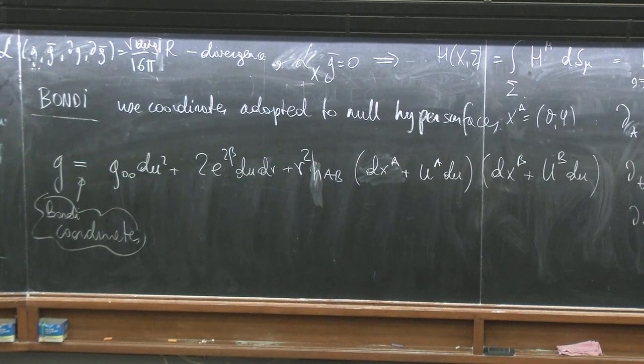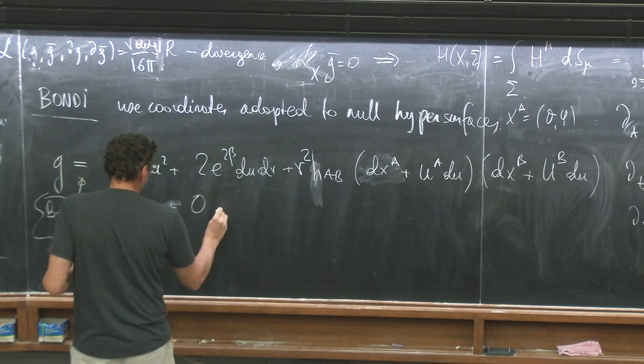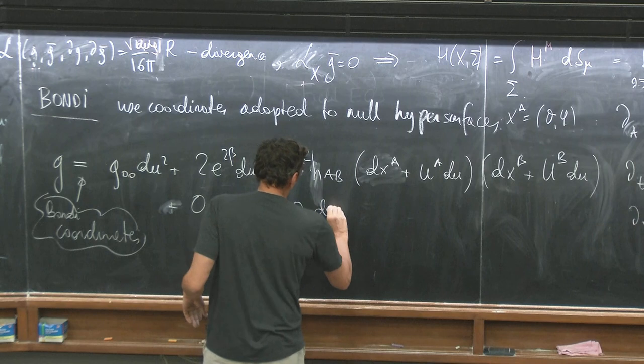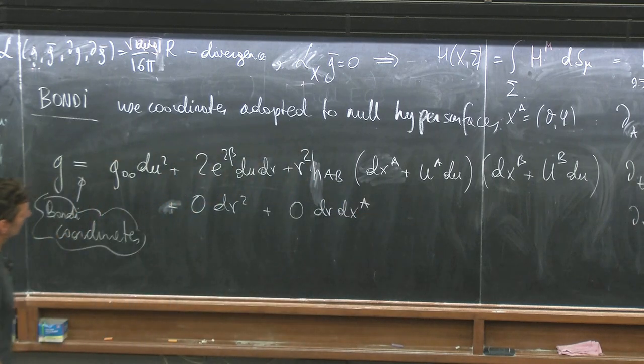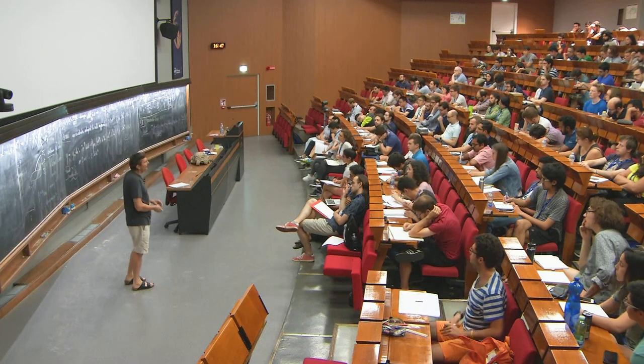So let's see, what's special about this metric? There's something missing here. There is plus zero times dr^2, right? You don't see any dr^2 here. And what else is missing? dr dx^A probably, right? Plus zero dr dx^A. Good. I can take any metric locally, and I can certainly write it like that, just changing some coordinates.